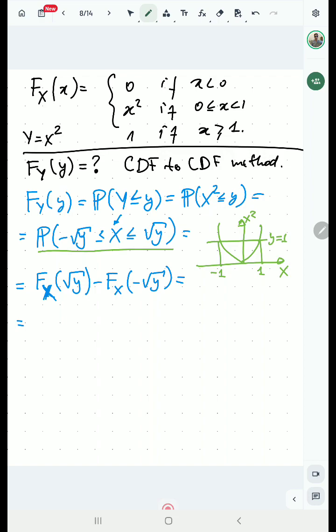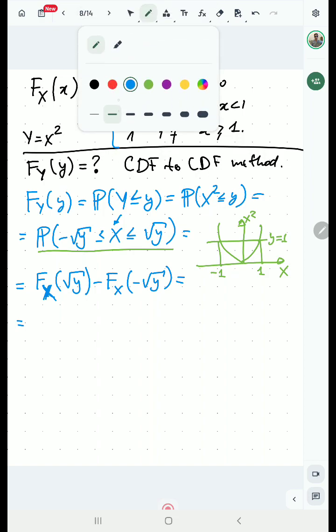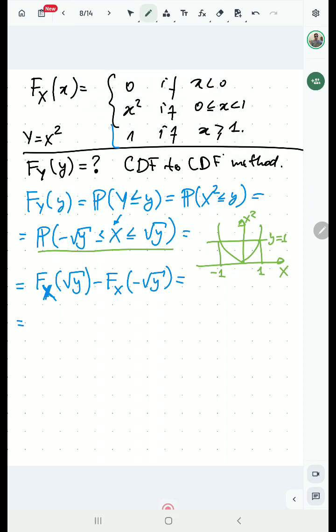So what is the CDF of x? CDF of x is basically equal to x squared whenever x is between 0 and 1. So when we are taking the positive value, we have to evaluate it as x squared.